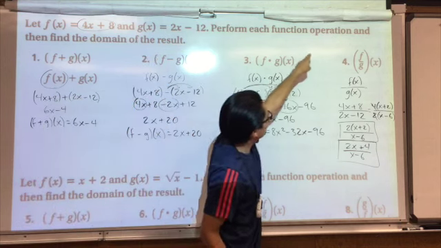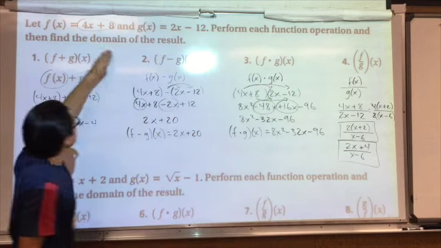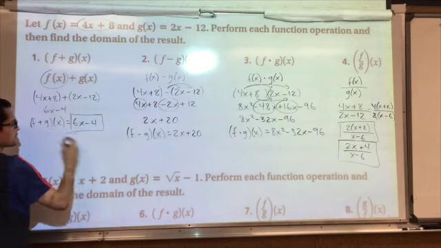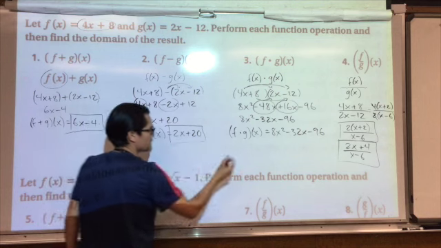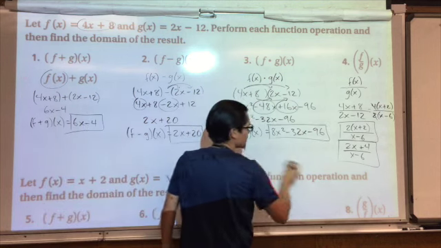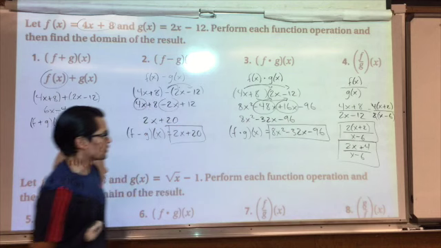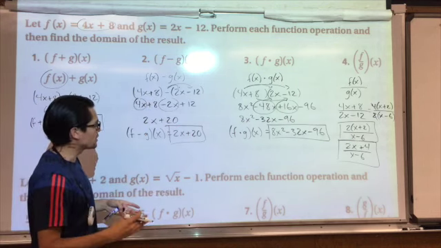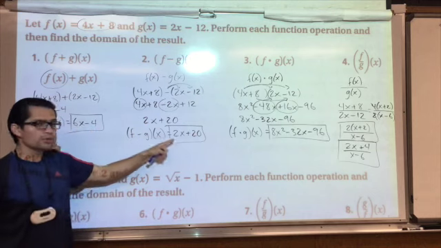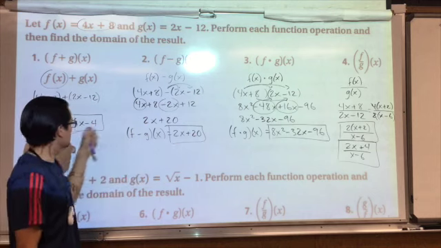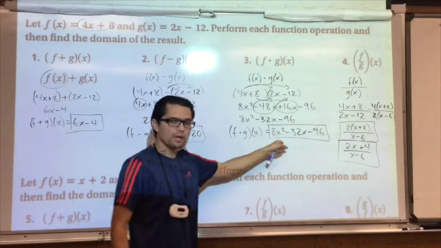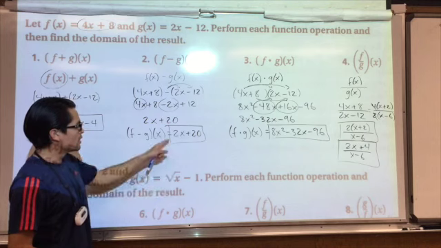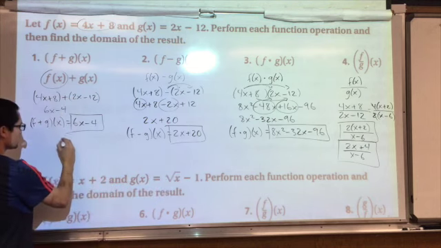Okay, last thing we need to talk about in this part. It says perform each function operation and find the domain of the result. Okay, so you need to find the domain of each of these. Domain means what are the possible input values? What are the possible x values? Most of these are pretty simple. Whenever you have a linear function, or a quadratic function, or a cubic function, any type of polynomial function, the domain is going to be all real numbers.